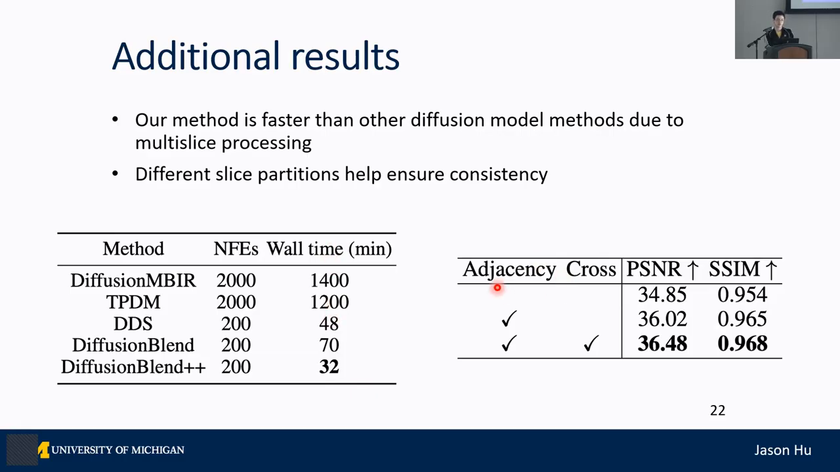We also did an ablation study on whether or not it's useful to do this process that I highlighted of choosing different partitions, both using adjacency partitions as well as these cross partitions, which use jump slices. And we do notice a small improvement, but it's definitely there when using these different ways of partitioning.